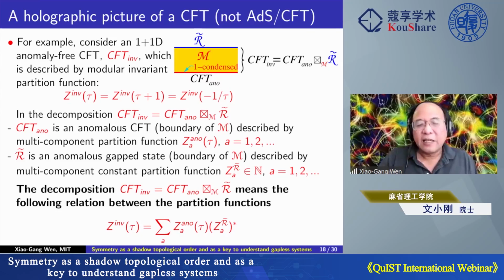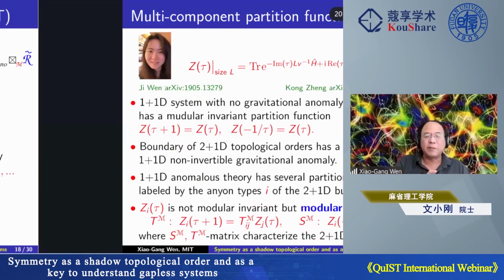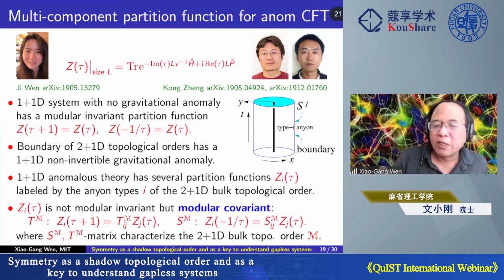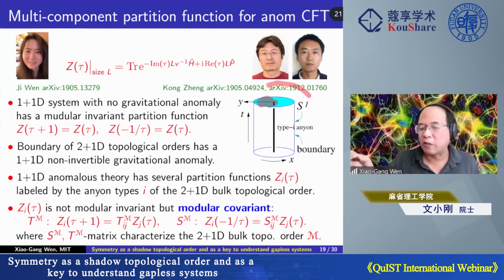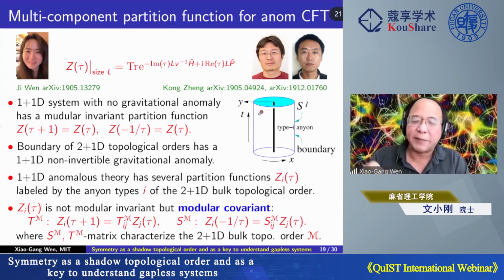Okay, and this is kind of abstract. To really see why we have a multi-component partition function, we can rely on this picture, because the boundary partition function of a topological order can be viewed as a partition function of this whole system. The blue one is the topological order in the bulk, and the boundary may be gapless or may be gapped. Okay.